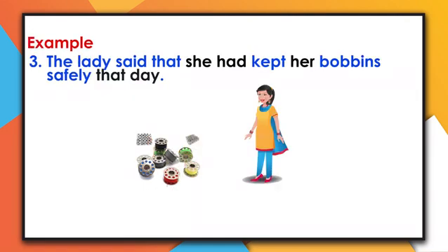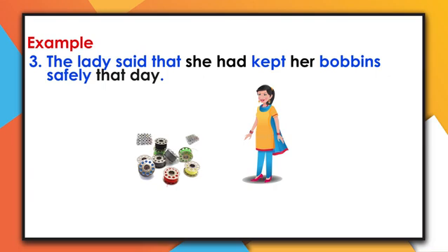Let's go on and look at the third example, which says, the lady said that she had kept her bobbins safely that day. That is the sentence we are going to change to direct speech. However, before doing that, let's make some changes.